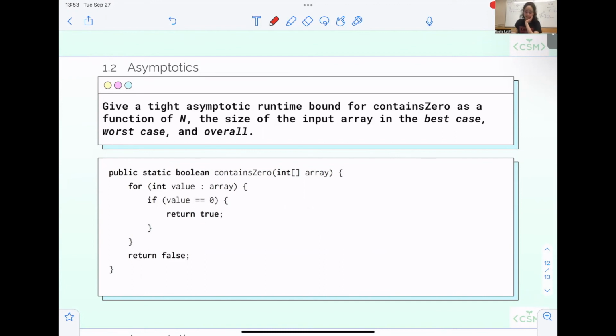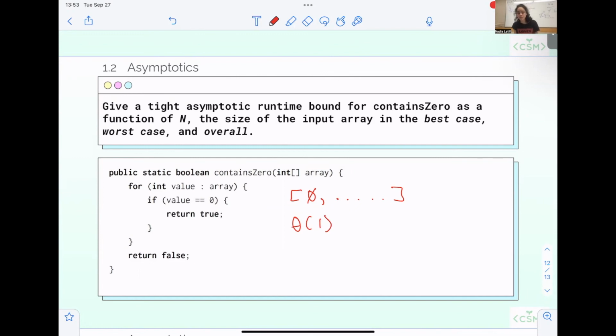So what is the best case? Well, the best case is if I get an array that starts with 0, right? And then the rest of the array could be anything, right? But in this case, I go into my for loop and I find the first thing is 0, and this gives me a constant runtime, theta of 1.